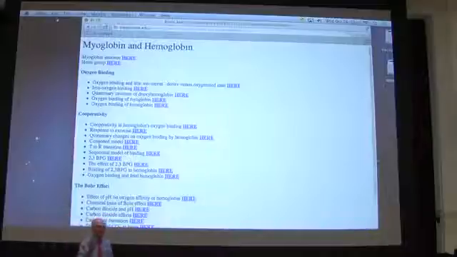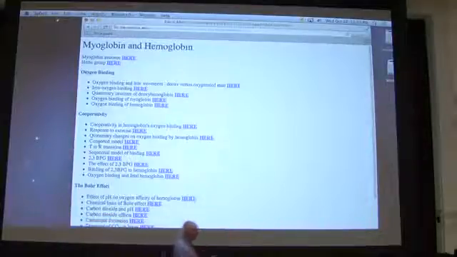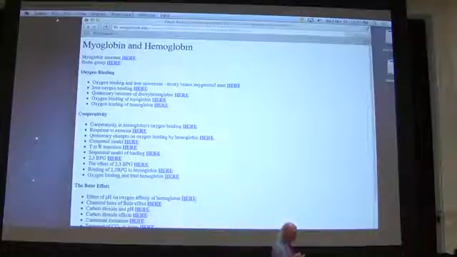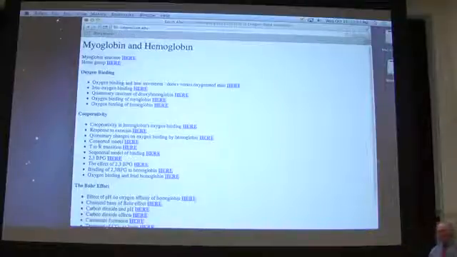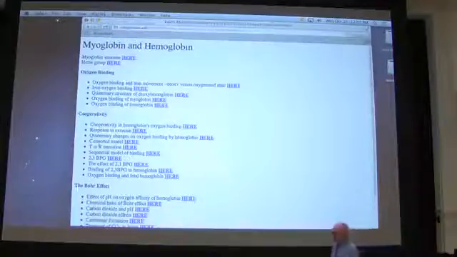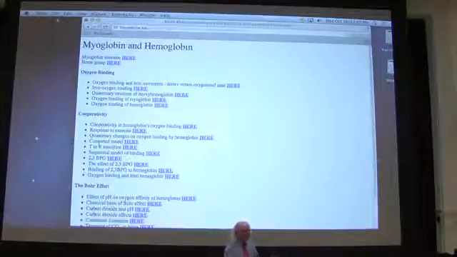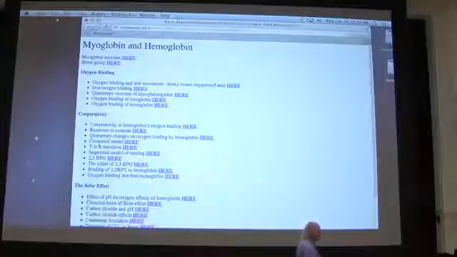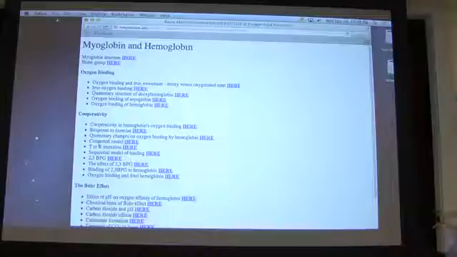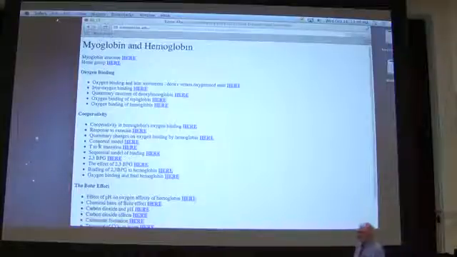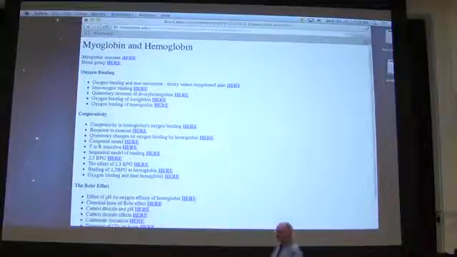Hemoglobin, on the other hand, has 4 subunits that interact, 2 identical units called alpha, and 2 other identical units called beta. Okay? Both myoglobin and hemoglobin have something we call a functional group. A functional group is a molecule that's not an amino acid that helps a protein to do something. The functional group that both myoglobin and hemoglobin have is known as heme. That's where hemoglobin gets its name, and myoglobin also has a heme.